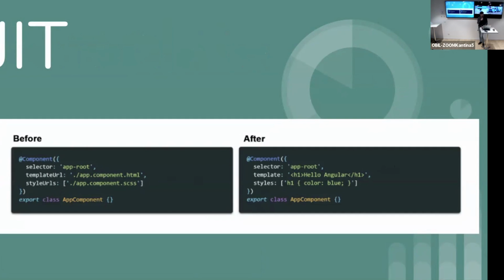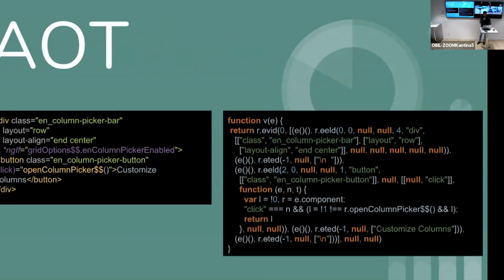On the other hand, the AOT compiler takes the same template and converts it to something that the browser understands: JavaScript and HTML tags that the browser knows. It's not something that is readable, but it surely makes the process faster because we're doing all the compilation during the build phase and not in runtime.